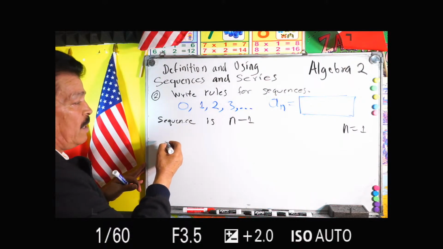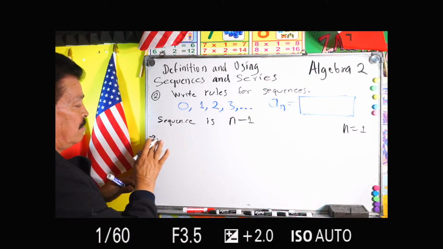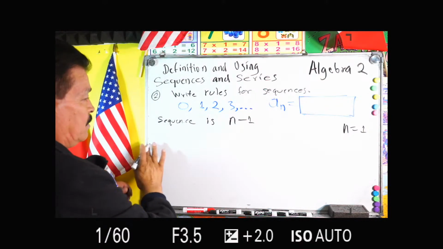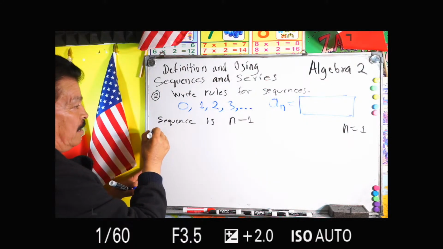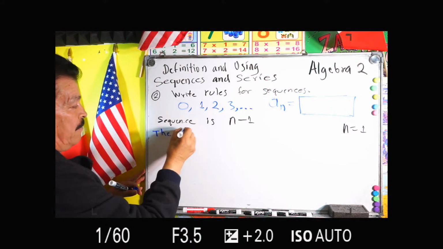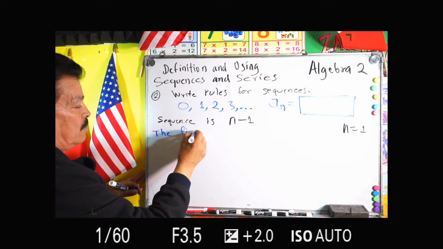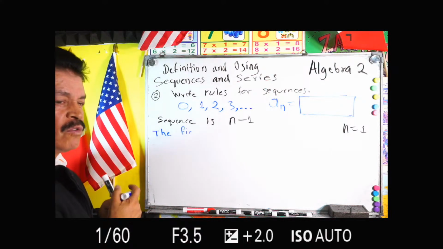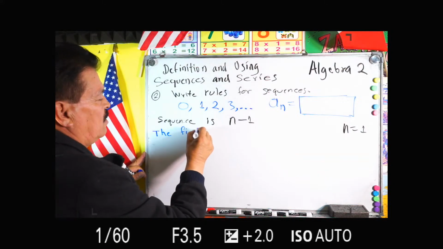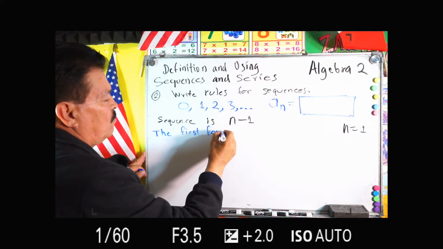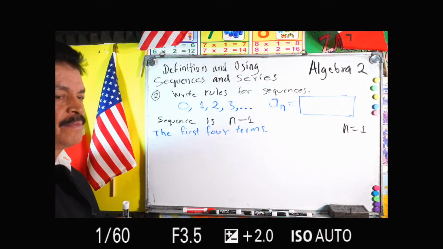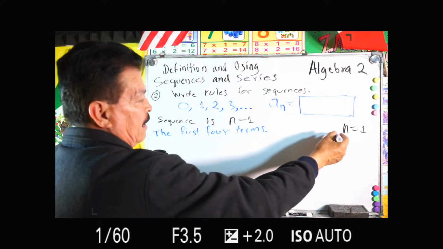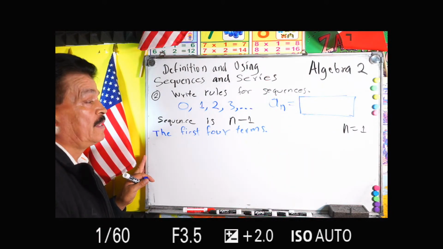Fine. So the first one here, let me write some to the beginning. The first four terms. The first 4 terms, yeah, like that. So we have to plug it in. n equals 1.